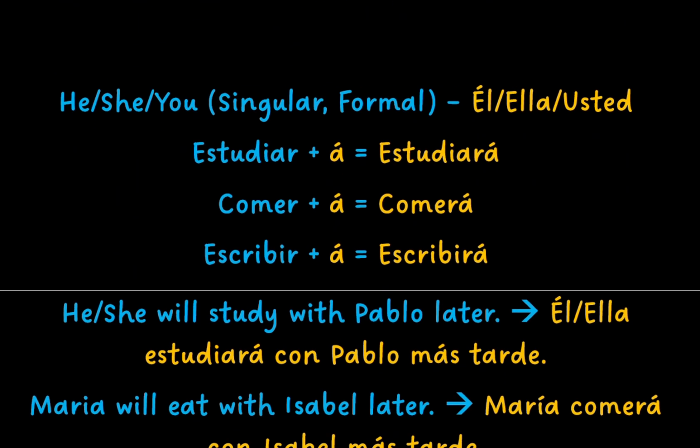He in Spanish is él, she is ella, and you when talking to one person formally is usted. To conjugate this, we add A with an accent. So to say he, she, or you will study, estudiar becomes estudiará. To say he, she, or you will eat, comer becomes comerá. And to say he, she, or you will write, escribir becomes escribirá.